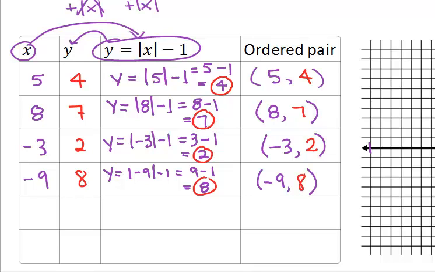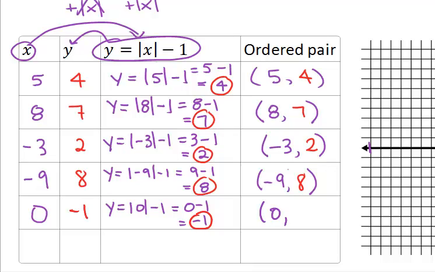Another point that I definitely suggest you try is always put in 0. 0 is a very easy number to work with, so you might as well go ahead and use it. So y equals the absolute value of 0 minus 1, which is 0 minus 1, which gives me the y value of negative 1. So my ordered pair is 0, negative 1. Let's go ahead and do one more. Let's pick out 1 in this problem. So y equals the absolute value of 1 minus 1, which gives me 1 minus 1, well, that gives me 0.